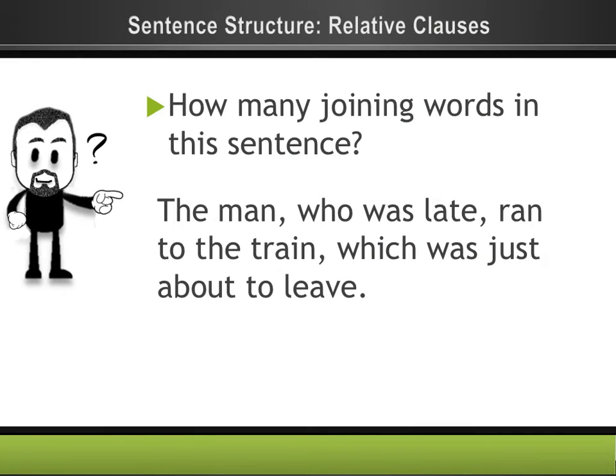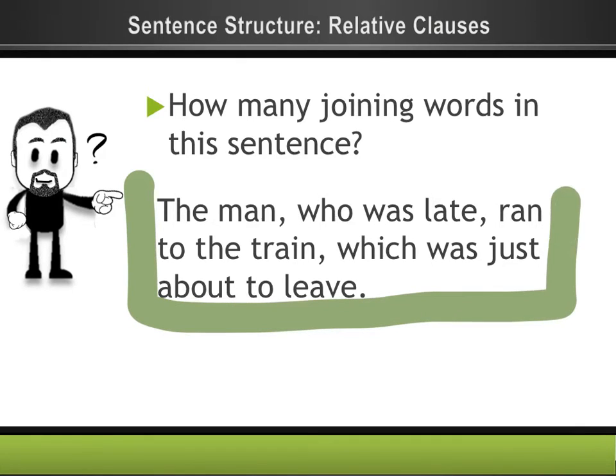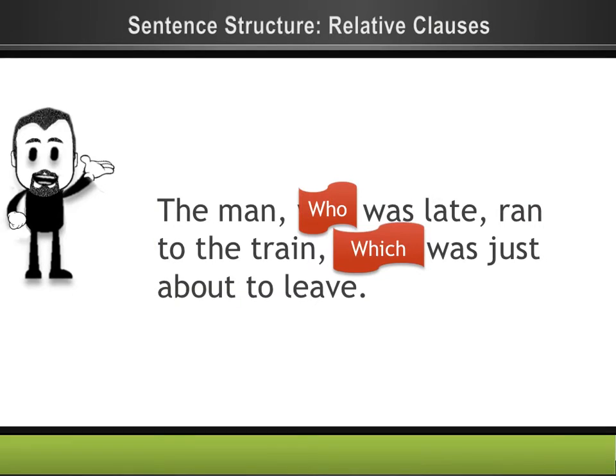Okay, so let's check. Have a look at this sentence here and decide how many joining words you can see in this complex sentence. The answer is 2. The man who was late ran to the train, which was just about to leave. So we're giving extra information about a man, and we're saying who, and we're giving extra information about a train, and we're saying which.